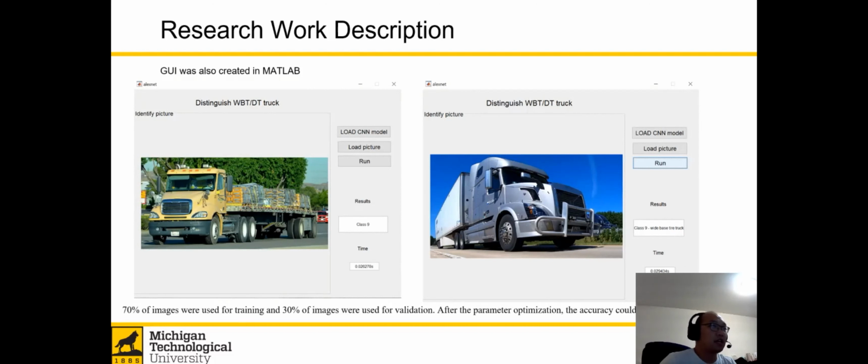And after the parameter optimizations, the accuracy can reach up to 95%. So it gets very promising and good results for distinguishing the truck tire type and also the truck class.